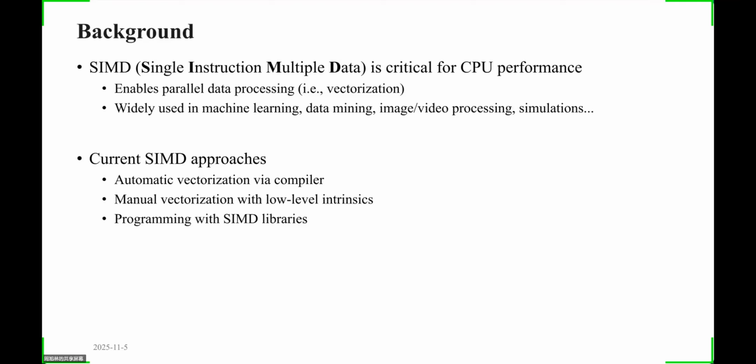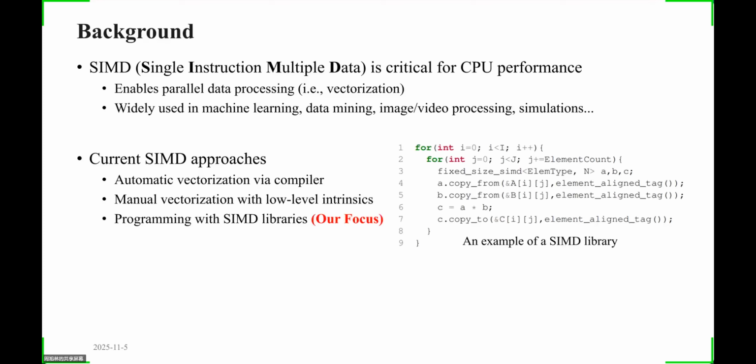And currently, there are many approaches for developers to use SIMD. Our focus here is programming with SIMD libraries. The figure on the right shows an example of the SIMD library I mentioned above, and it provides a high-level C++ abstraction on top of low-level intrinsics. So using a SIMD library is very convenient for writing vectorized programs.